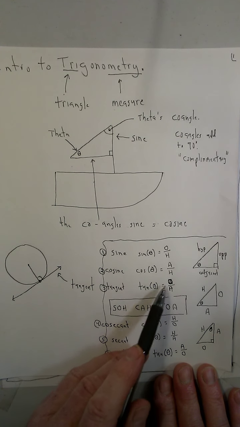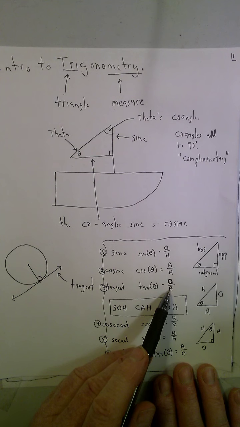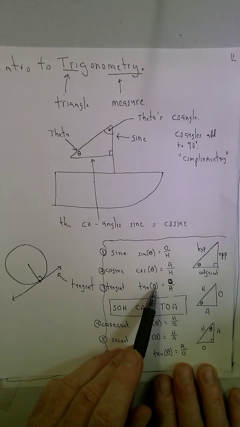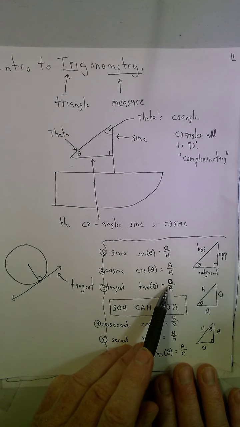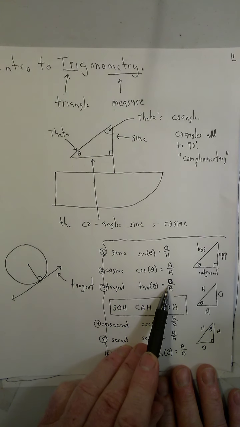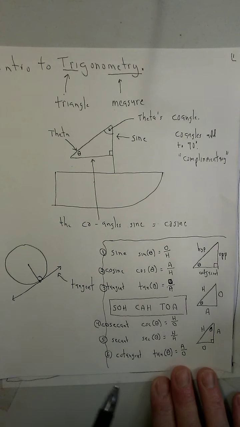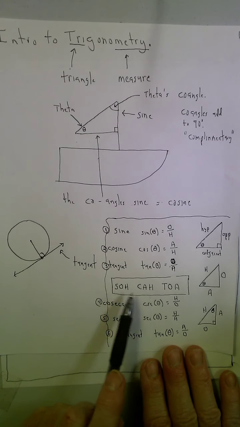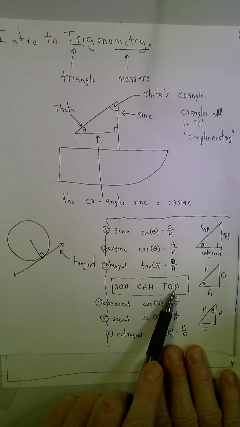Tangent is the opposite over the adjacent. Rise over run. Input the angle, out comes this fraction. Our calculator will give it to us as a decimal, but it's still a fraction. So a way to remember this, and talking to you guys yesterday on the phone, is the saying SOH CAH TOA.